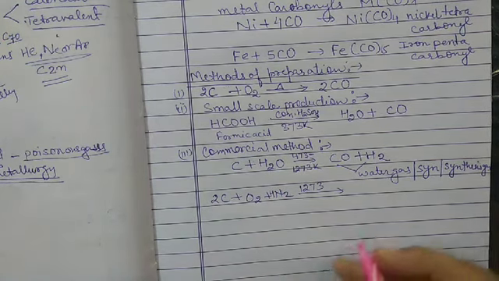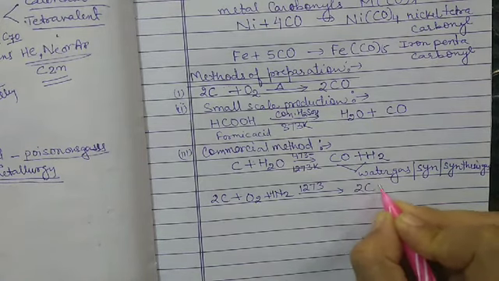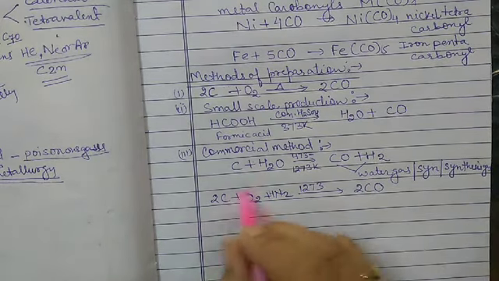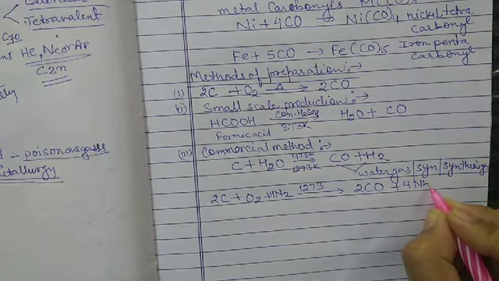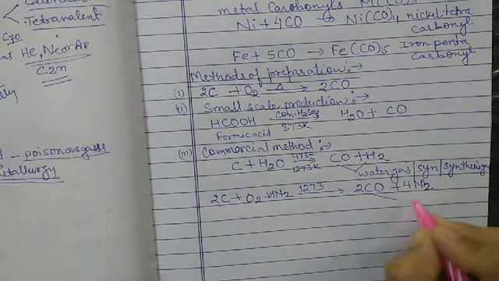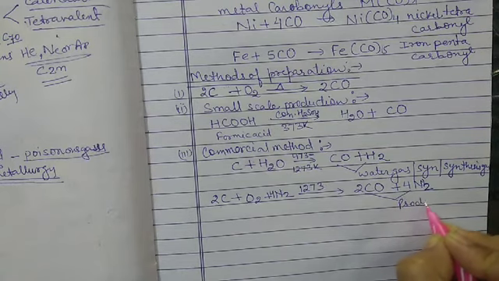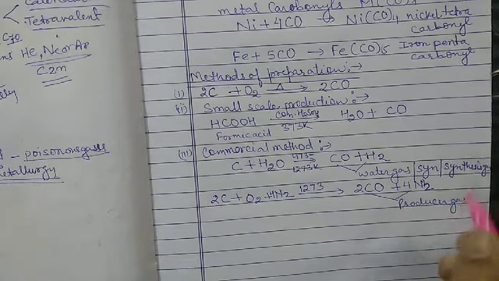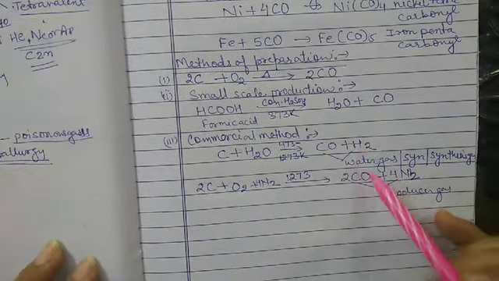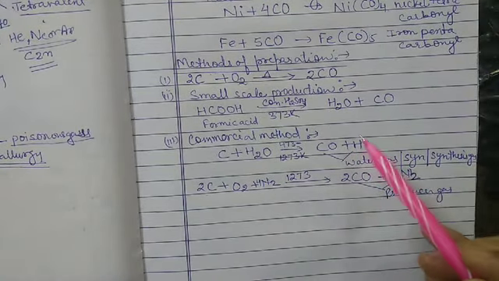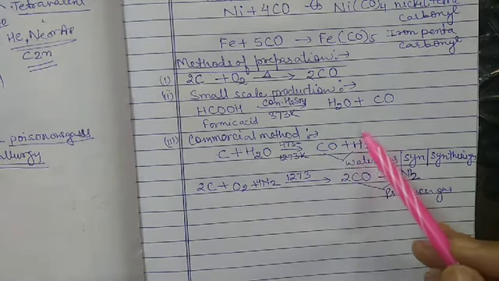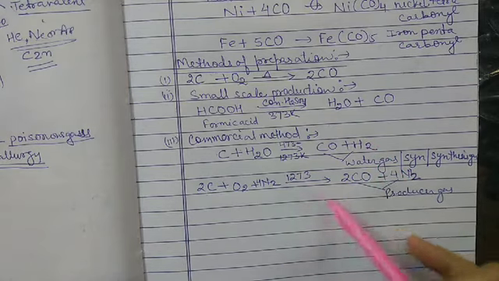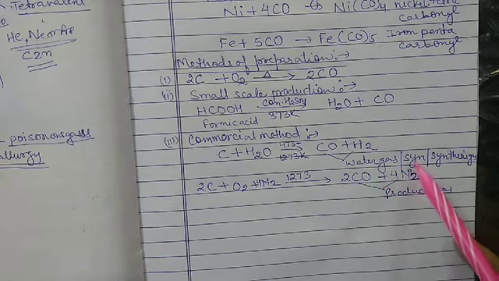So carbon monoxide means here 2CO, now this one is balanced, plus 4, that is 4 and 2, this one is the 4 and 2, and this mixture is known as the producer gas. So the main difference between the water gas and the producer gas is that in case of the water gas, the CO, carbon monoxide, is combined with the hydrogen, and in case of the producer gas, the carbon monoxide is present with the nitrogen. So this is the main difference.